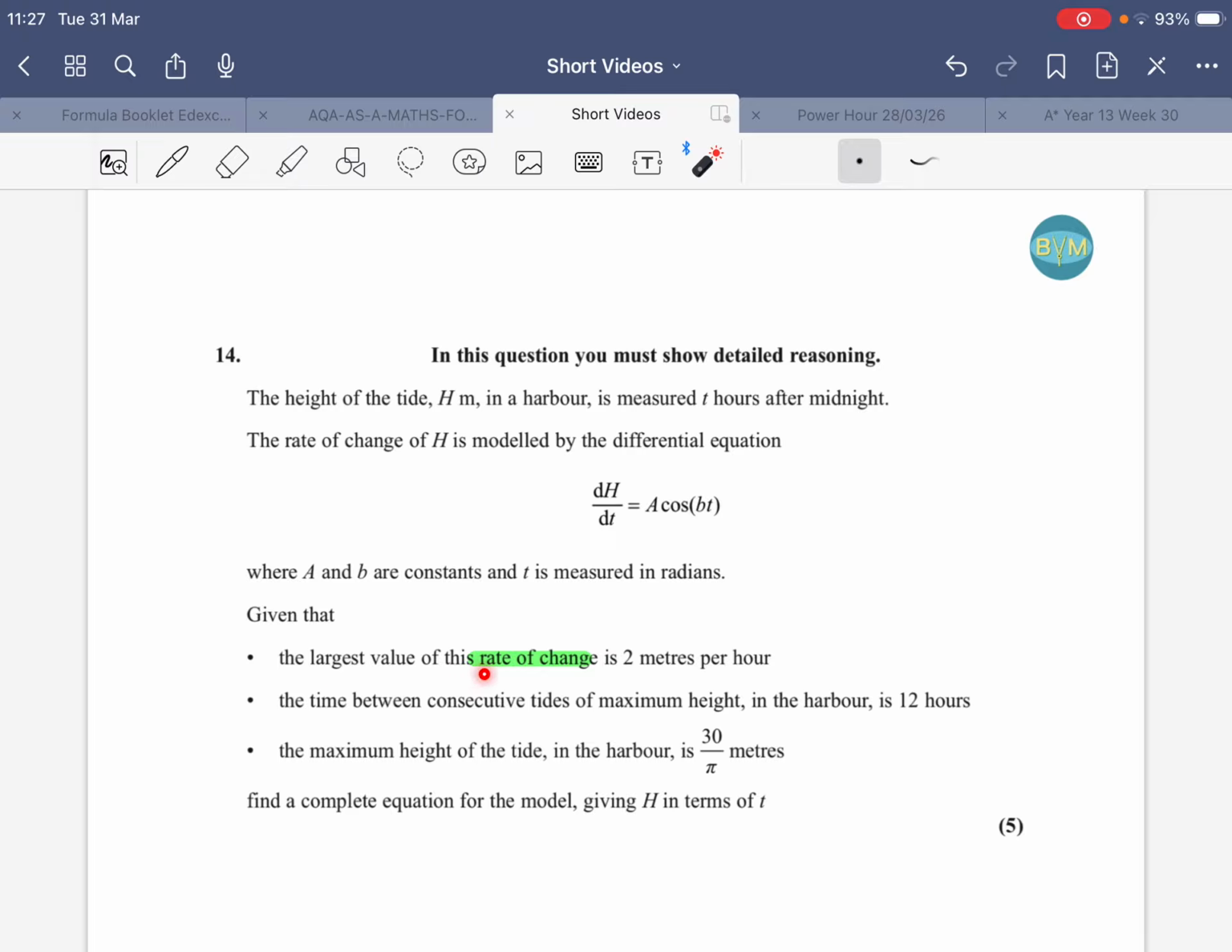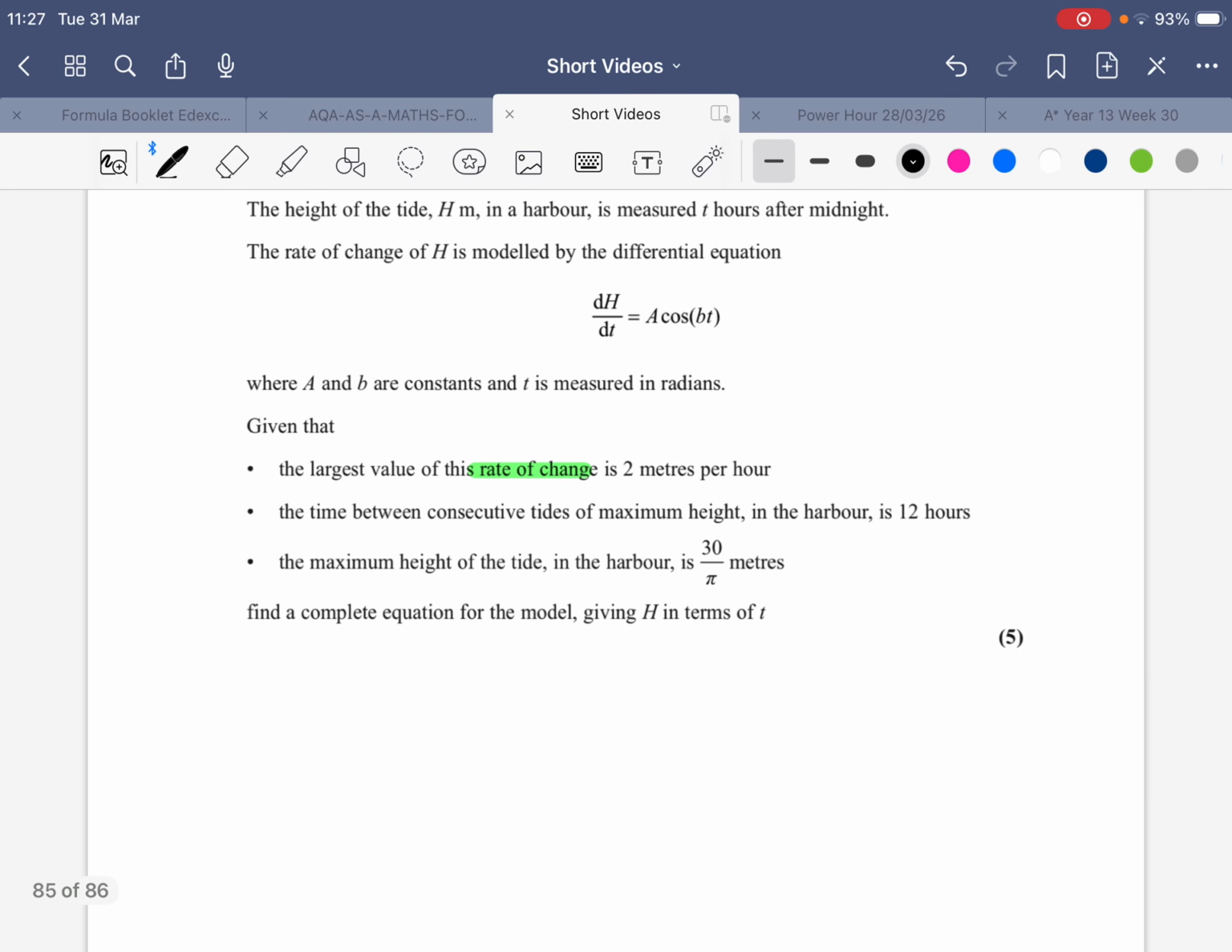When they say the largest value of this rate of change is 2 meters, they are still talking about the rate of change without integrating, which means the maximum value of this function is 2. And because the maximum value of cos is 1, that means this A is going to be 2 straight away. So we can say without much explanation, this is going to be a B mark, that A is 2. Remember, it's not the maximum height, it is dH by dt maximum that is going to be 2. That means A is 2.